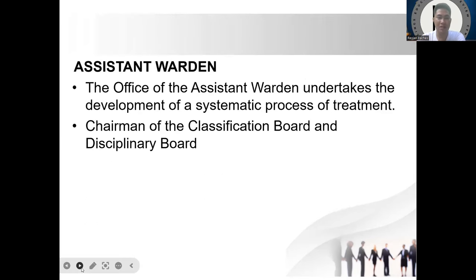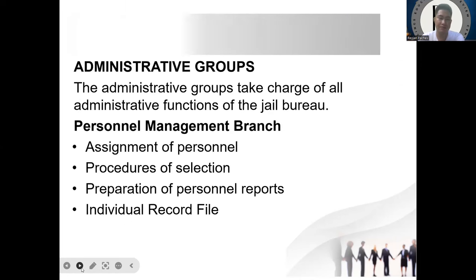Okay, then of course ang assistant warden natin class, they are in charge or they undertake the development of a systematic process of treatment. Then of course ang assistant warden, it serves also as the chairman of the classification board and the disciplinary board in case na magkaroon ng gulo doon, magkaroon ng riot sa loob. So si assistant warden ang uupo class as the chairman of course of the disciplinary board. Aside from that, he is also the chairman of classification board.